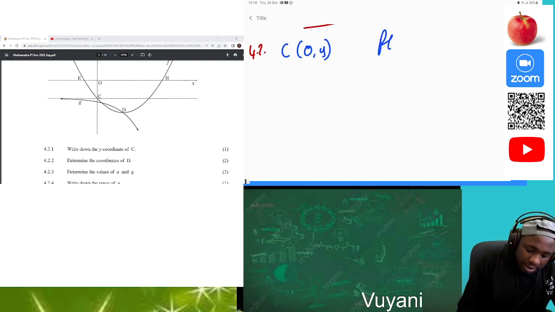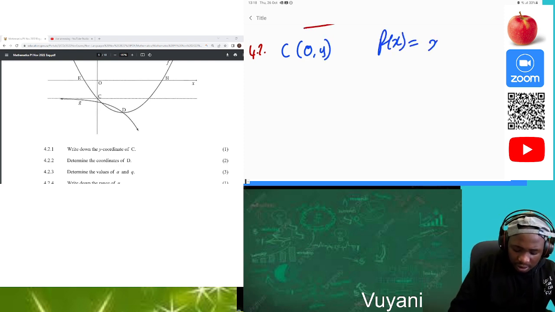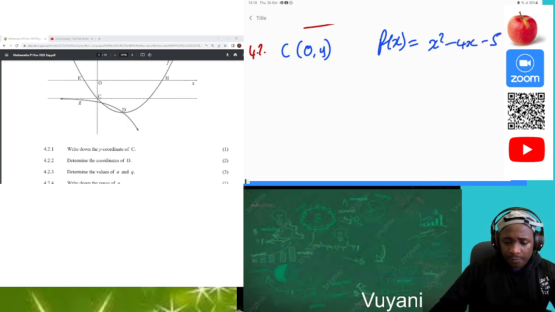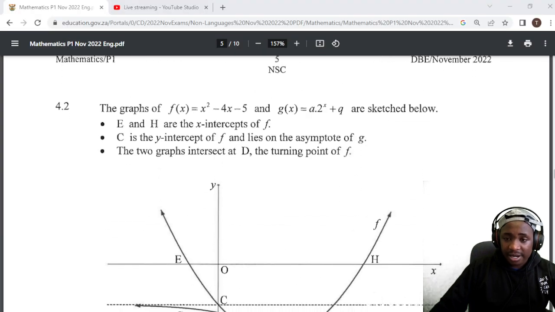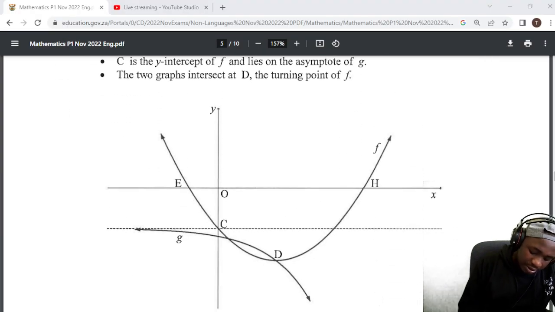Originally we are given f of x, which is equal to x squared minus 4x minus 5. Let me double check that. Yes, minus 5. So we now substitute. In other words, we need f of 0 here. So that will be 0 squared minus 4 times 0 minus 5. Then we have negative 5 there. Therefore, the coordinates of c will be 0, negative 5. Then after that, we are happy from that point.